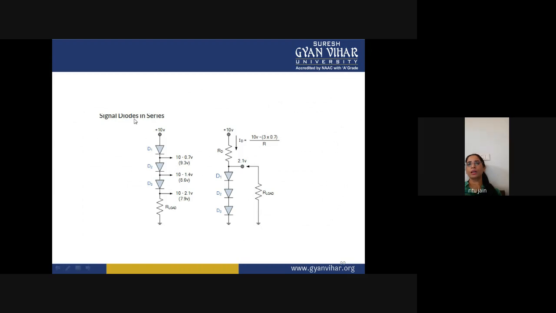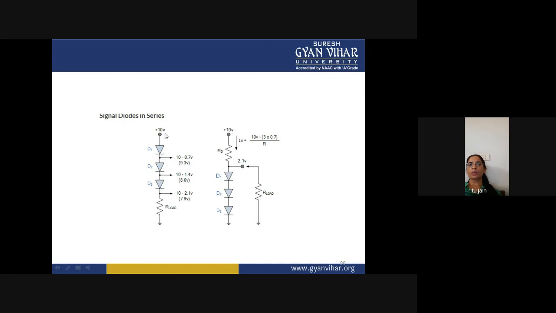You can see that these are signal diodes in series. So you can check that you are connecting these diodes in series. The forward voltage drop is 0.7 volt. When these two diodes are connected in series, the voltage drop across them will be the sum of the individual diodes. So it will become 0.7 volt plus 0.7 volt, which is 1.4 volt.